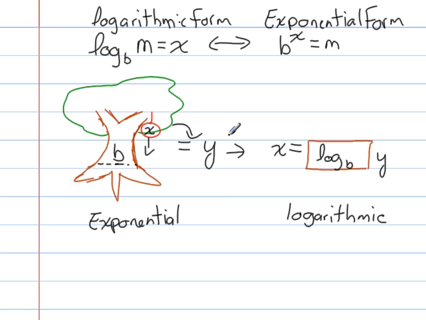So just remember where everything goes, and you can easily go from exponential to logarithmic and back. In order to go back, you put the exponent back up in the tree, set the tree back up to have the base, and that's pretty much it. So let's do a couple examples.